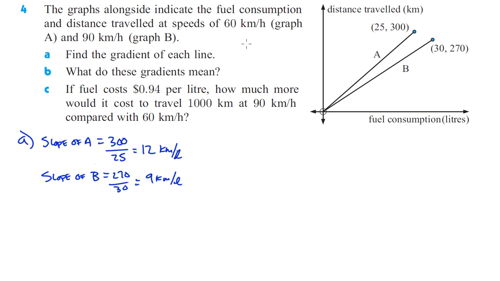So at 60 kilometers per hour, you're getting better gas mileage than you are if you are driving at 90 kilometers per hour. Okay, so this is basically how many kilometers you're going to get out of every liter.